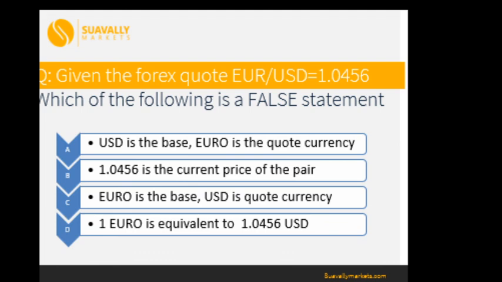So let's quickly go to the quiz. Given the Forex quote of Euro USD equals 1.0456, which of the following is a false statement? A, USD is the base, Euro is the quote currency. B, 1.0456 is the current price of the pair. C, Euro is the base and USD is the quote currency. D, 1 euro is equivalent to 1.0456 USD. That's the first question.